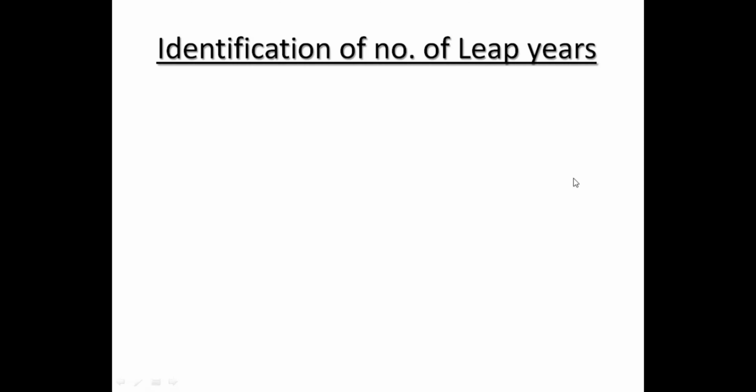Right. Next slide. Identification of number of leap years. Be careful. The previous heading is different and this heading is different. The previous heading is identification of a leap year, where we have to decide whether the given year is a leap year or not. But here, identification of number of leap years. So we need to identify the number of leap years in a given duration.